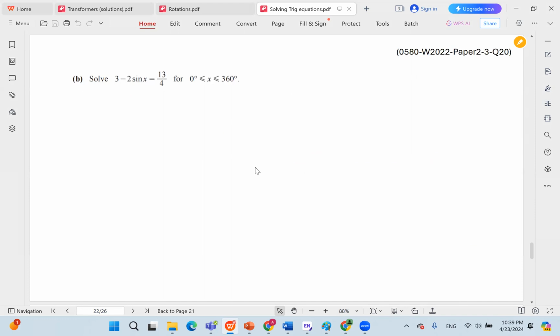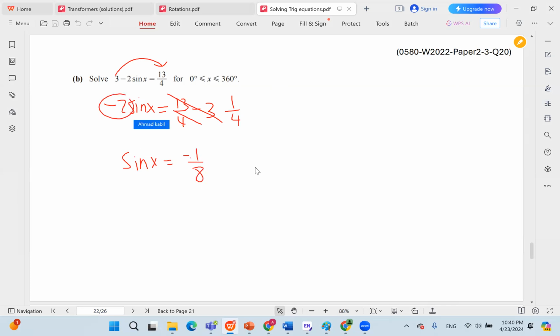Here we have 3 minus 2 sine x equals 13 over 4. This is slightly more complicated. However, it's just different algebra with the same trigonometric technique. We'll first take the 3 to the other side, so we get -2 sine x equals 13 over 4 minus 3. This is equal to 1 over 4. We divide by -2, so sine x will equal -1 over 8.